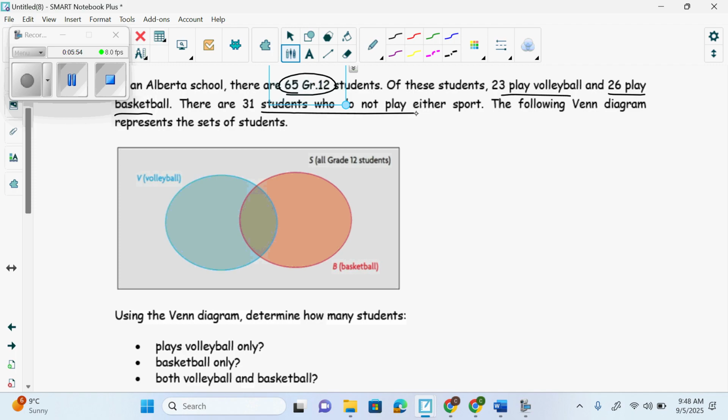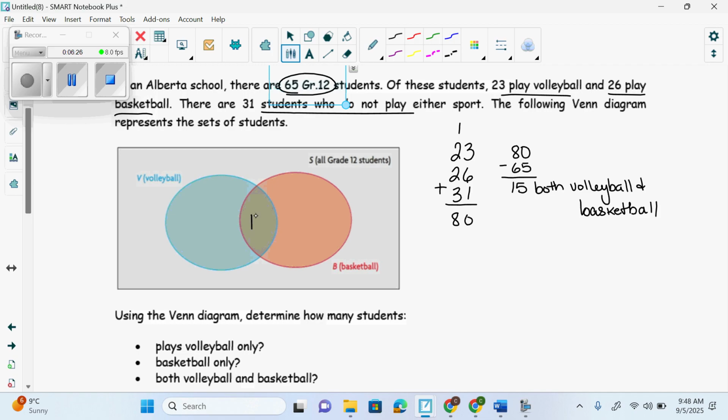All right, so let's add them up. So we get 23 with a V, 26 with a B, and 31 with an N, and I get 80. But there are only 65 kids. So if I go 80 minus 65, I have 15 who take both volleyball and basketball. Okay, so that 15 goes in the eyeball.